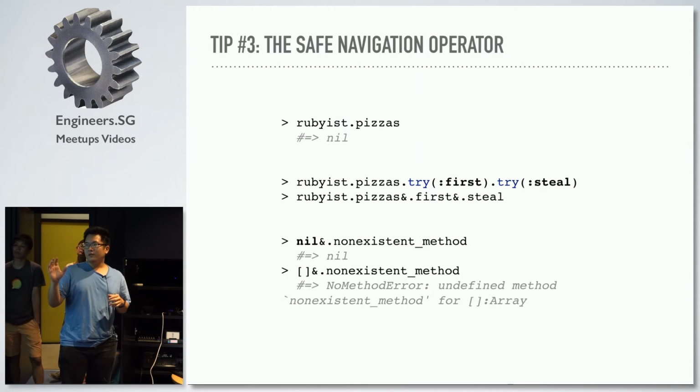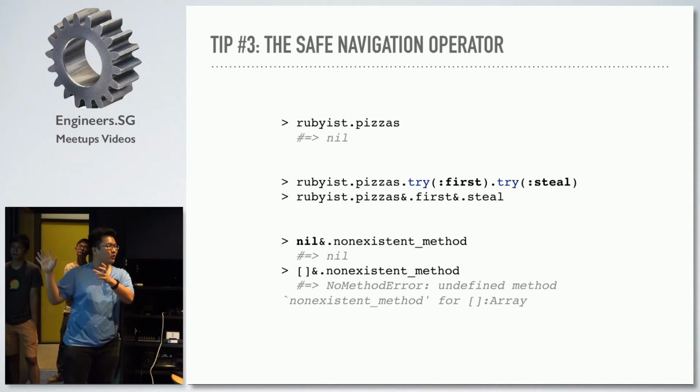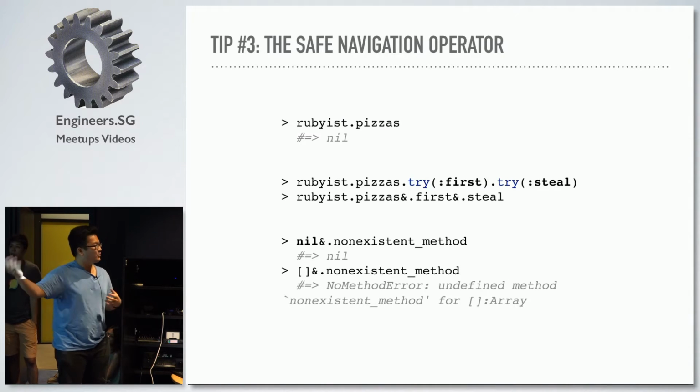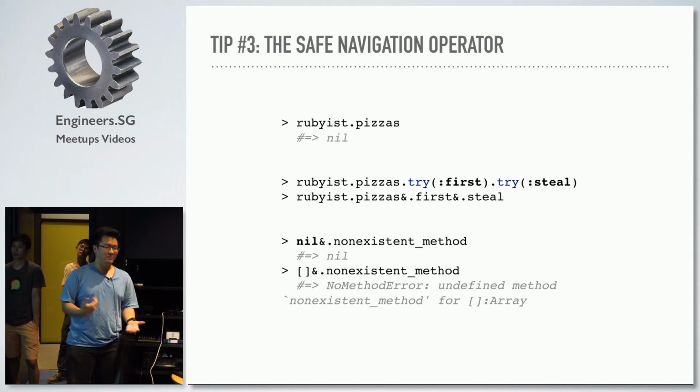So the safe navigation operator checks if you're trying to call a method on a nil object. It doesn't matter what method you are trying to call, it will always return nil. But on a non-nil object, it will actually check that the object can respond to that method in the first place. If it does not respond to the method, then it will raise a NoMethodError, as you would expect if you normally called the same method.